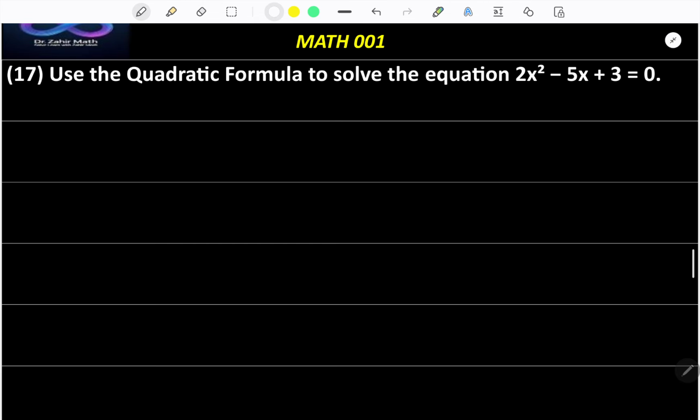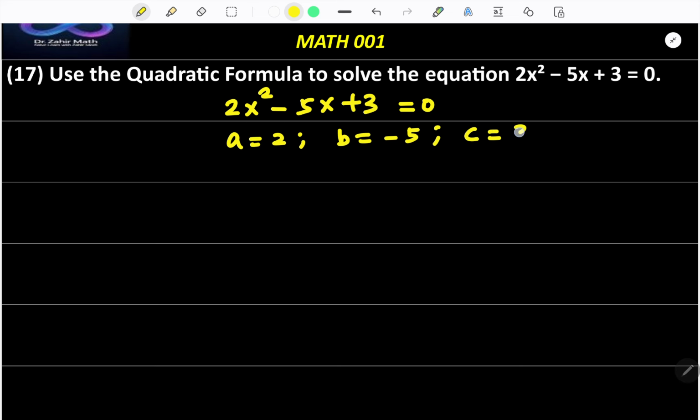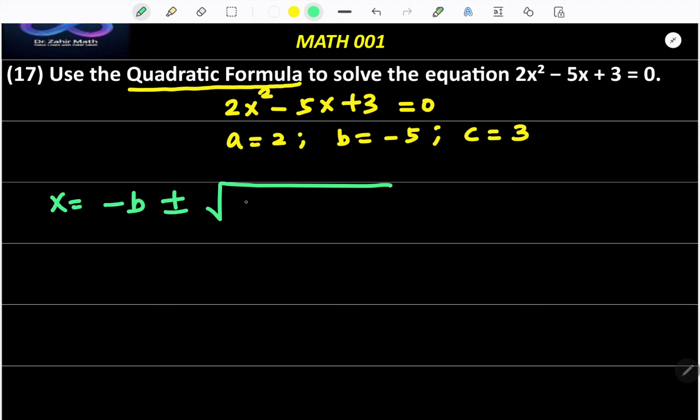Use the quadratic formula to solve the equation. So what is the equation? 2x square minus 5x plus 3 equal to 0. So a equals 2, b equals negative 5, c is equal to 3. The question says quadratic formula, so what is your quadratic formula? x equals minus b plus or minus square root of b square minus 4ac over 2a. If the question is quadratic formula, you should use the quadratic formula.